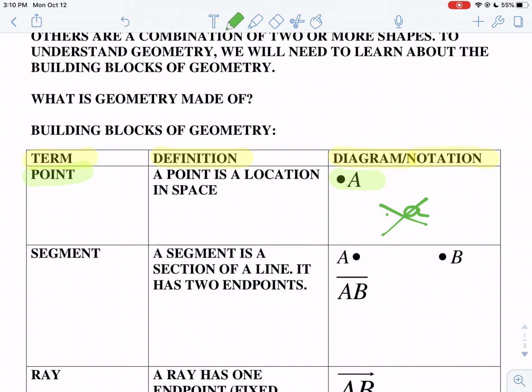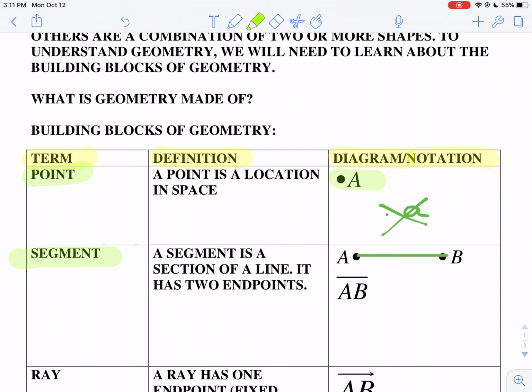The second word is a segment. Okay, a segment is a section of a line, okay? It has two end points. So here I have point A and point B. And what I'm going to do is connect them. Once I connect them, I have what's called a segment. And this segment has two end points. They are point A and point B.